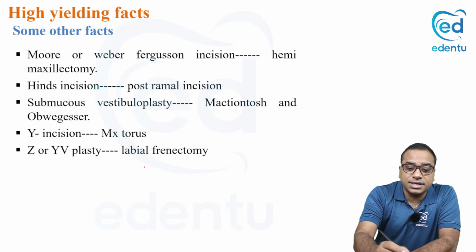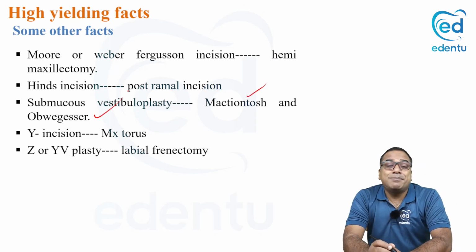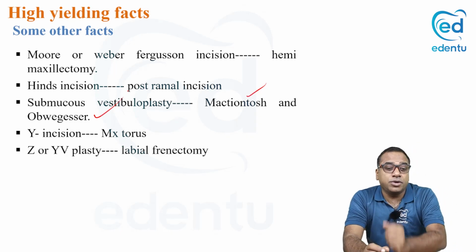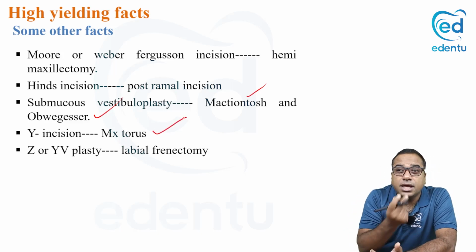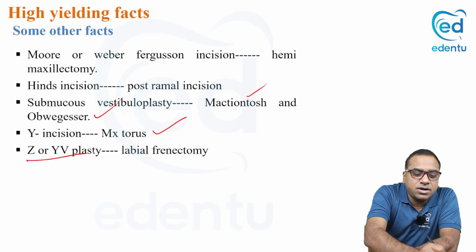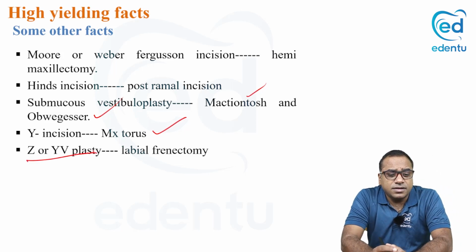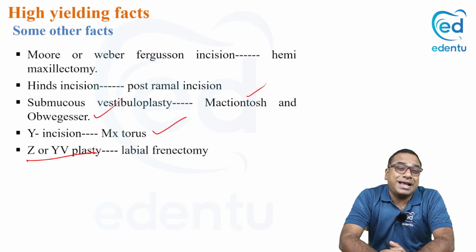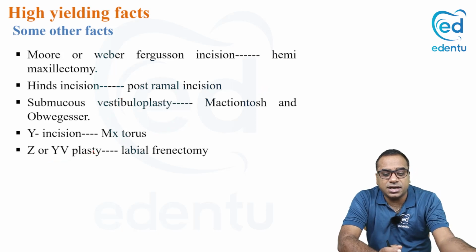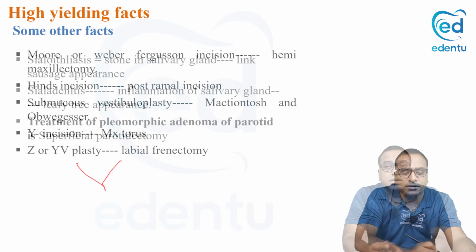Submucosal vestibuloplasty, McIntosh and Obwegeser, they gave this. Maxillary torus, if there is a hard bony growth, a Y incision is given to remove that. Labial frenectomy, Z or VY plasty is done. So these names you should remember. For labial frenectomy, Z or VY plasty, and for maxillary torus, Y incisions are given. In the shape of Y, like this, one incision will be given.